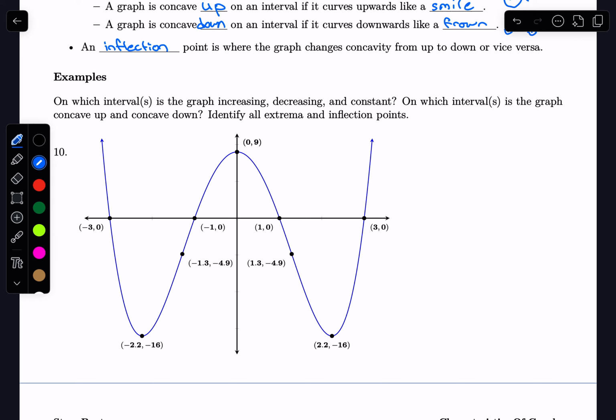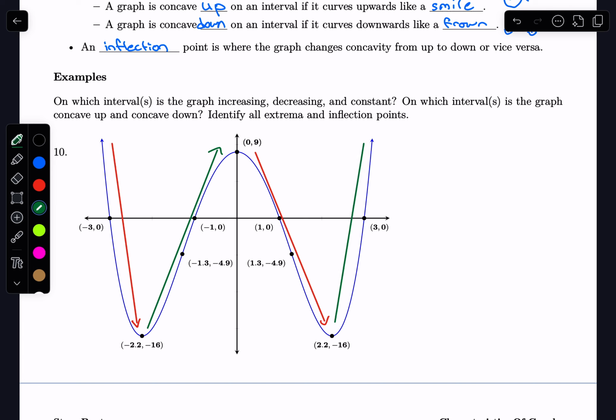And so we can pretty clearly see that on the left side, this graph is going down all the way until we get to negative 2.2. And then it's going up after that all the way until we get to x equals 0. Then it's going down again. And then it goes up again.